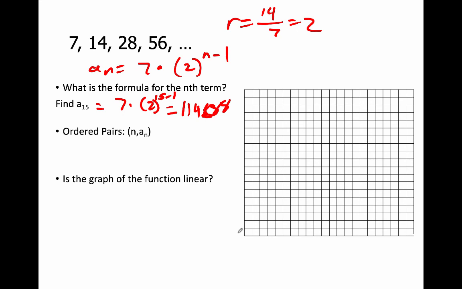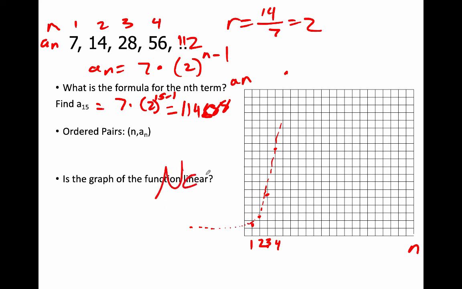Probably not. So if I'm going to graph this, what do I need to count by here? Here's 1, and this is n, and this is a sub n. And then you get 1, 2, 3, 4. If I was to try to graph this and count by, well, what's the next one going to be? 56 times 2 must be 112. So what do you want to count by? If I counted by 5s, 5, 10, 15, 20, 25 and so on up to 112. You can clearly see our exponential growth, which we already talked about, and we already had a chapter about it. It's good stuff.